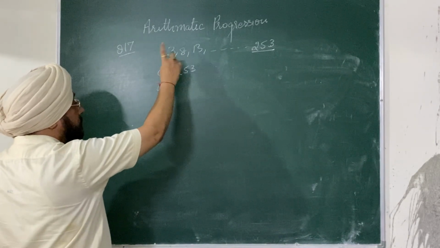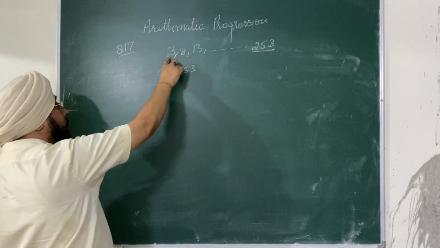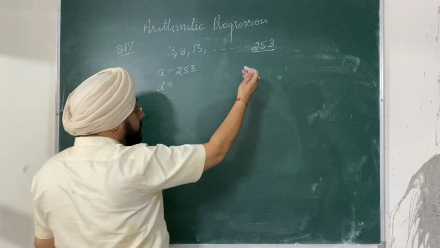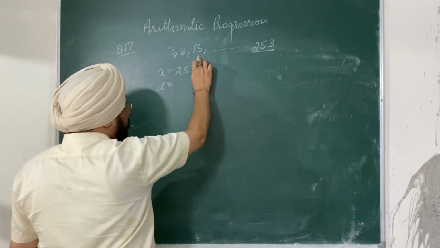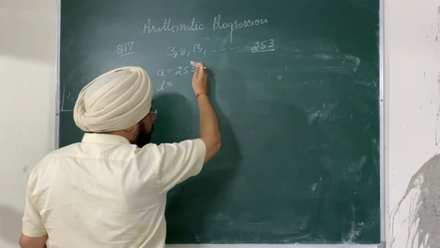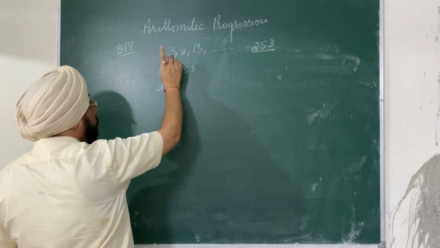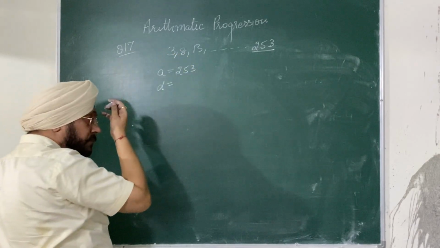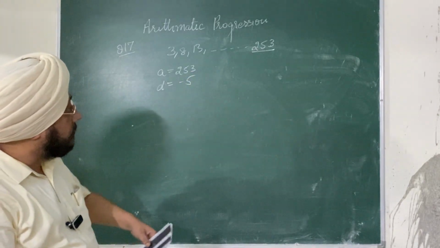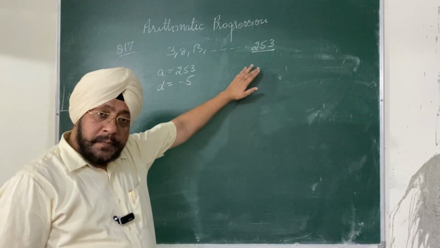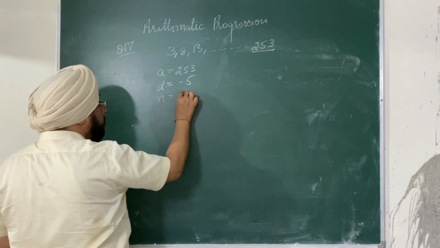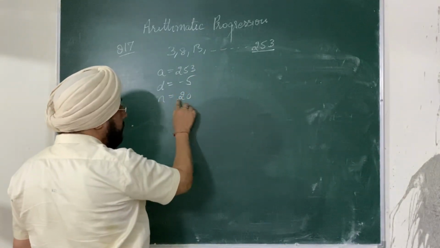From the starting, d is equal to the second term minus the first term, that is 8 minus 3, a positive 5. But if we see from the back, if the numbers are increasing from the starting, it means the numbers will be decreasing from the back. So the difference becomes minus 5, because if the terms are decreasing from the back, the difference becomes negative. Now we have to find the 20th term from the back, so n is equal to 20.